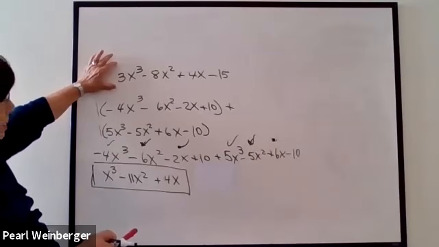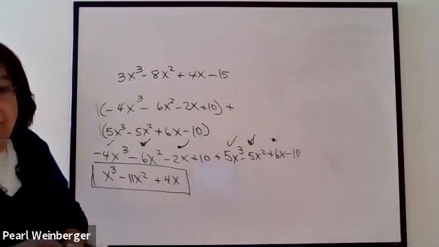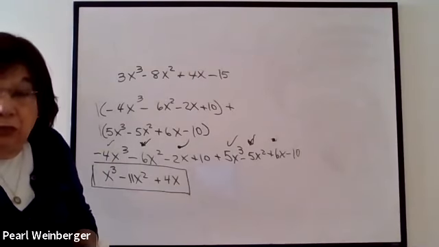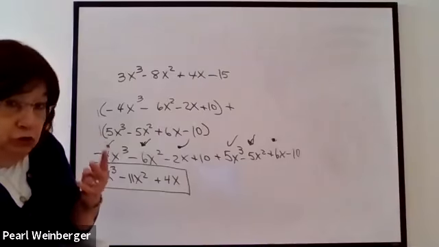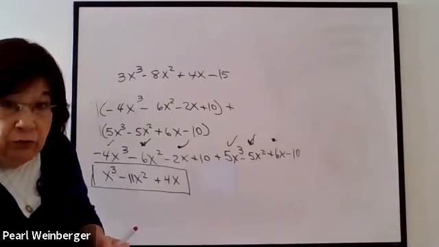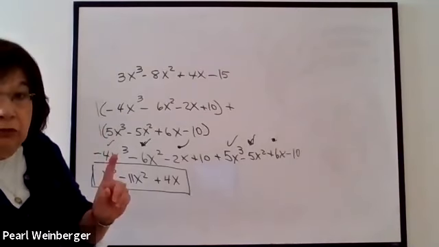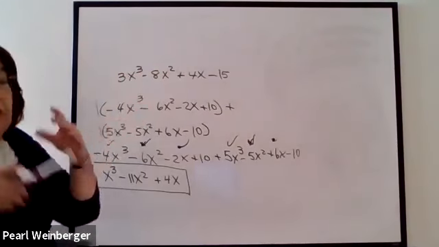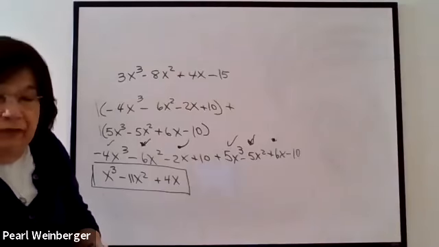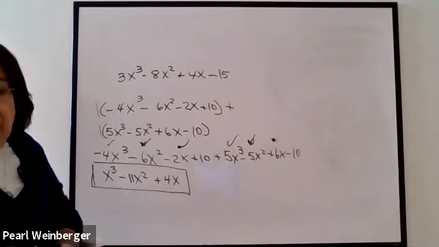Notice this happened to have 4 terms. This polynomial, when we combine them, we only ended up with 3 terms. By the way, if something has 3 terms, it's called a trinomial. If something has just 2 terms, it's called a binomial. And if something is just a single term, it's called a monomial. Anything more than 3 terms, we just give it the generic name of polynomial. But our answer in this case turned out to be a trinomial.